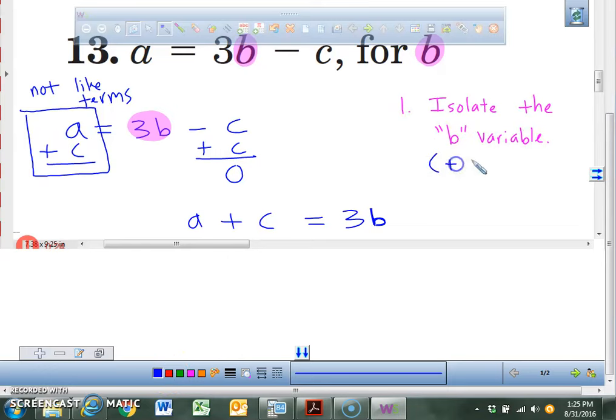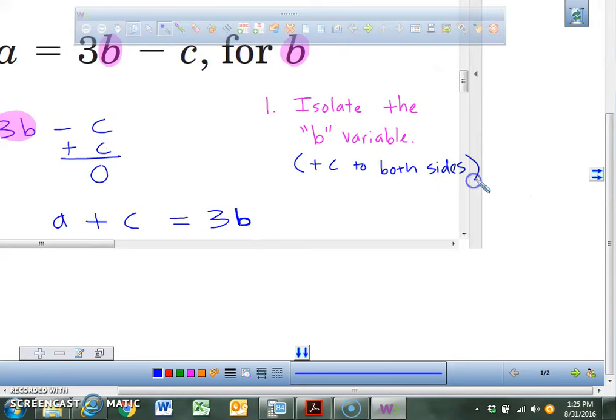We added C to both sides. That's what we did. Now, when I say to both sides, I mean to both sides of the equal side. All right, both sides of the equals. All right. And step 2, I'm going to change colors.